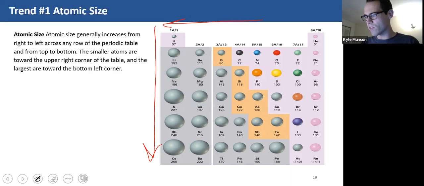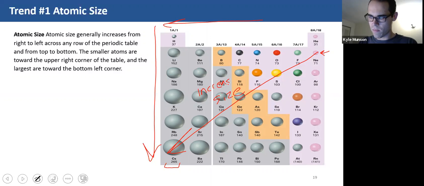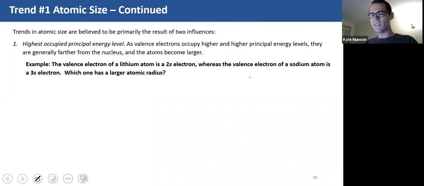Okay, so we can see that here. So helium or neon are really small compared to cesium. Okay, and that gives you an idea that we're increasing the size. So that's the trend that we're observing with the periodic table. So where does this come from? Well, the trends in atomic size are believed to be primarily the result of two influences.